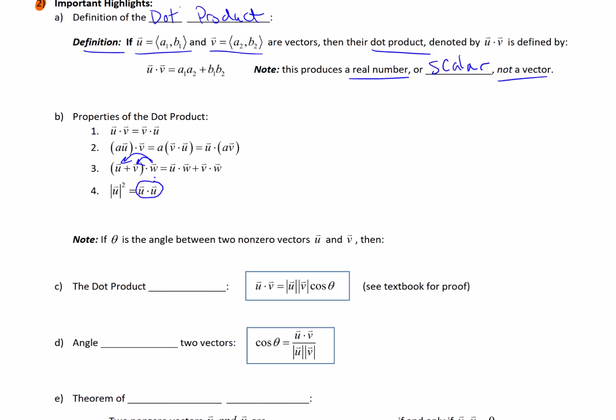In other words, you can dot product a vector with itself, and the result is the same as squaring the magnitude of the vector. So we'll see some examples shortly of doing some actual arithmetic with these, but these are just the properties we want to keep in mind with them.